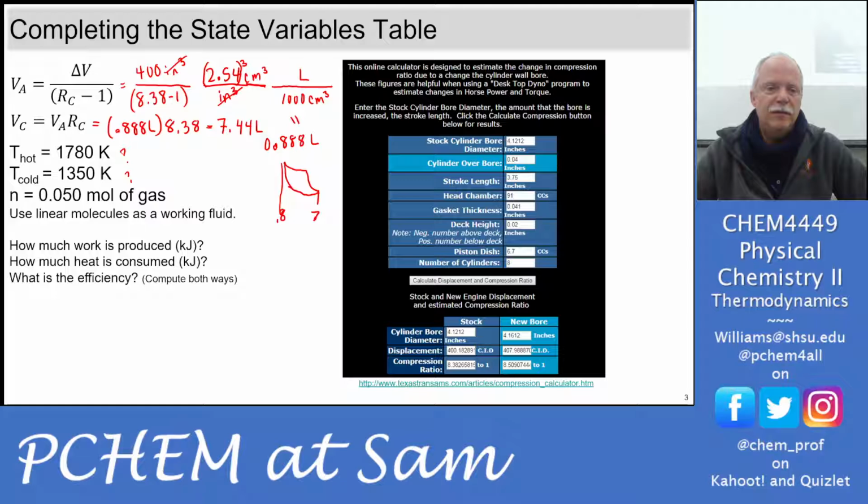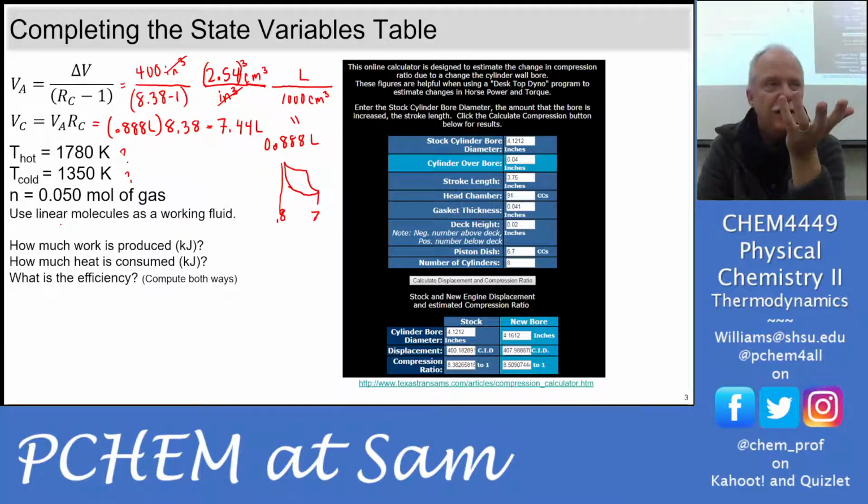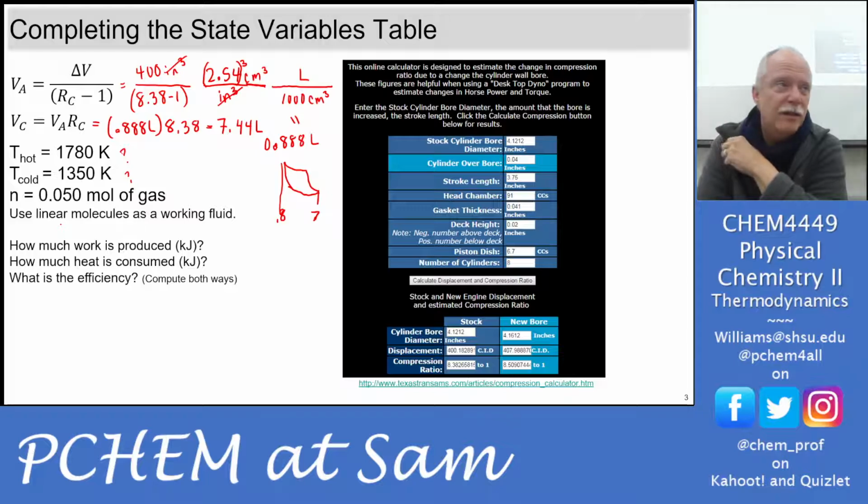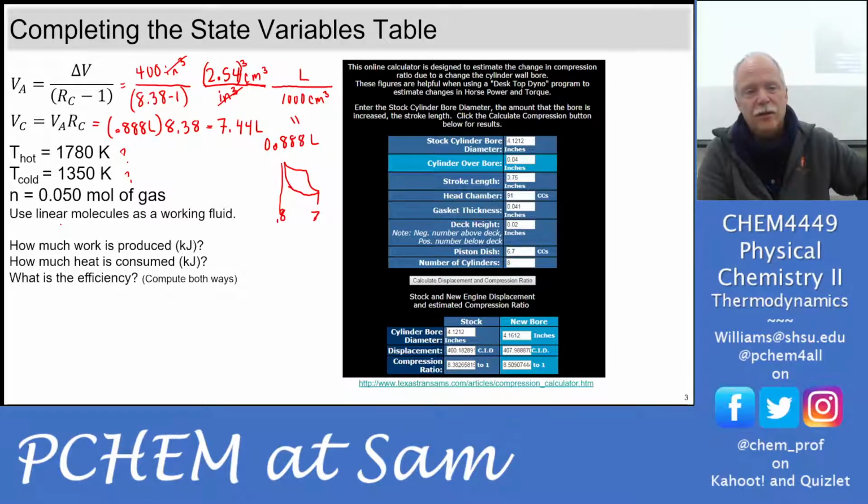Now, as far as the moles of gas, we could use the ideal gas law at these temperatures and see what kind of moles of gas we would have. With all of this displacement, this is a fairly reasonable amount of gas that we're putting in there. We're using linear molecules as a working fluid: nitrogen, oxygen, CO2 is linear. Water will be the only thing that's not linear in this, the water of combustion. But for pushing that piston, we'll use linear molecules as a working fluid.